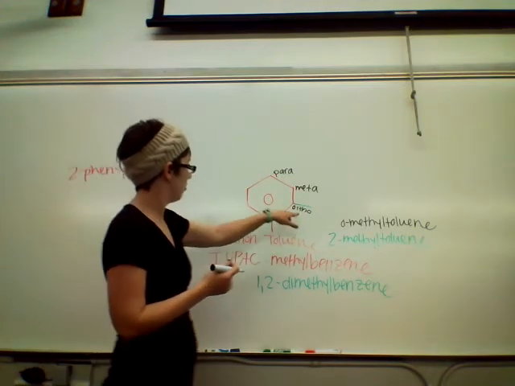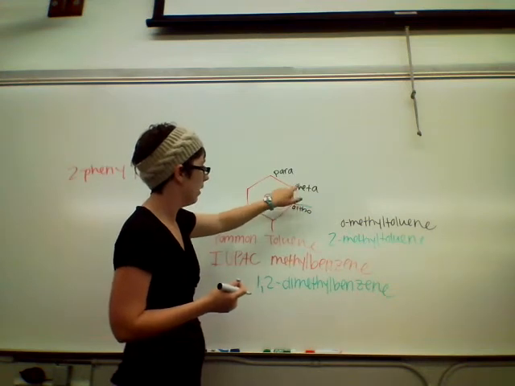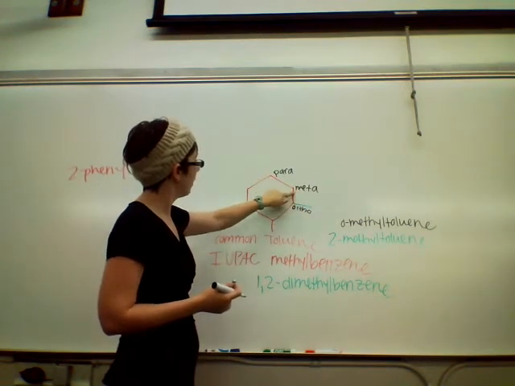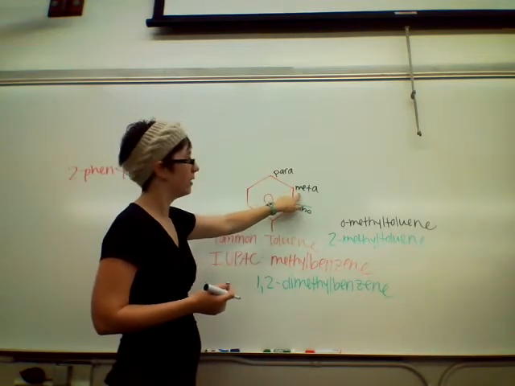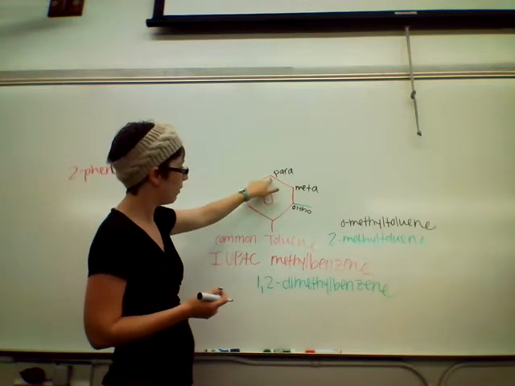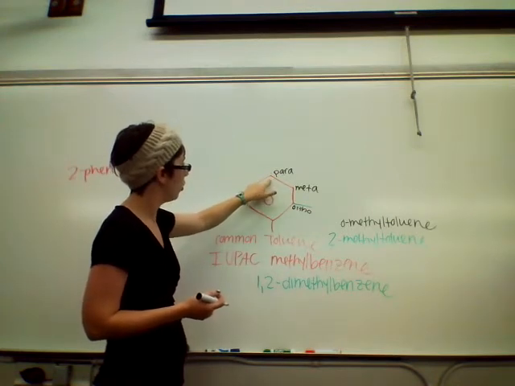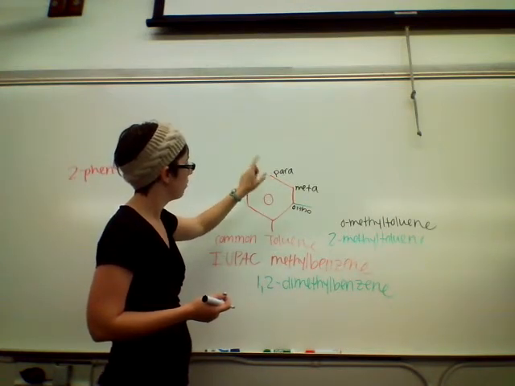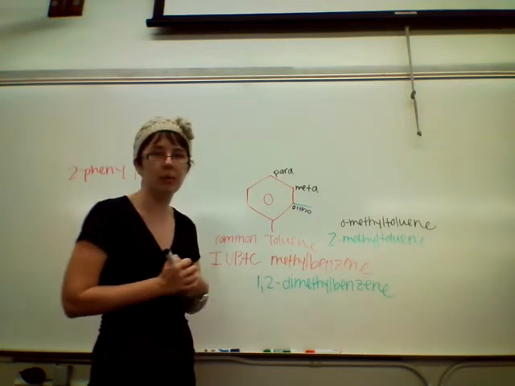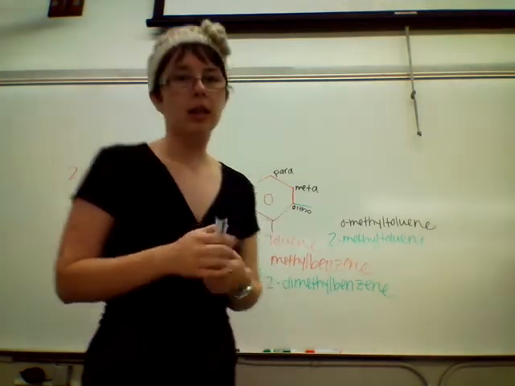If it was over here, then you would say meta-methyltoluene, or that would be carbon 3. If the methyl group was over here, it would be para-methyltoluene, or 3-methyltoluene. I'm sorry, 4-methyltoluene. It'd be 4-methyltoluene at that point.